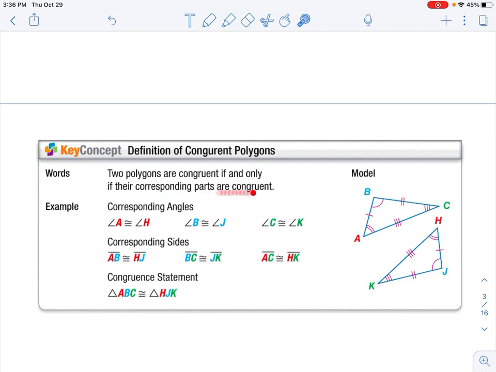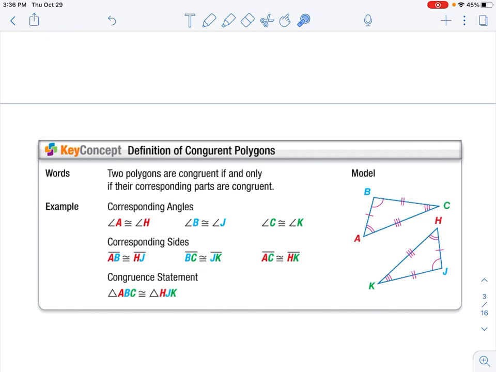So the corresponding parts just means that there are pairs of angles and sides that are congruent. And also it's an if and only if, so it works both ways. If their parts are congruent, then their polygons are congruent. If the polygons are congruent, then the parts are congruent.